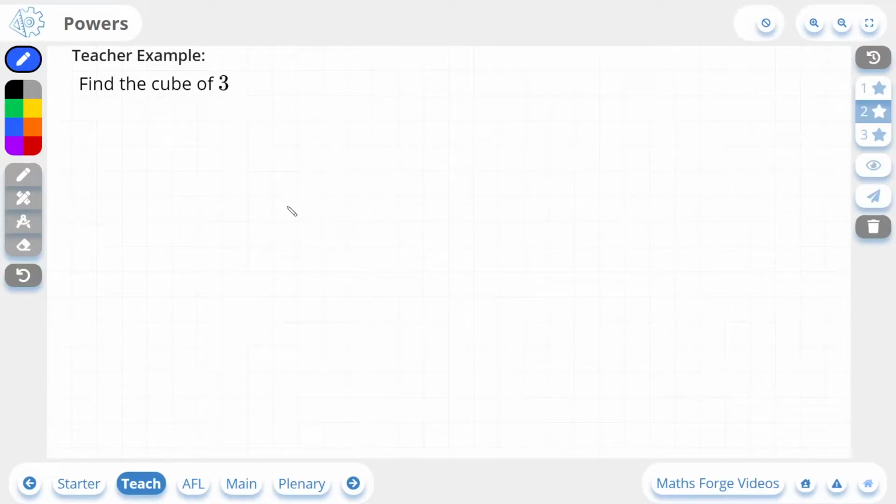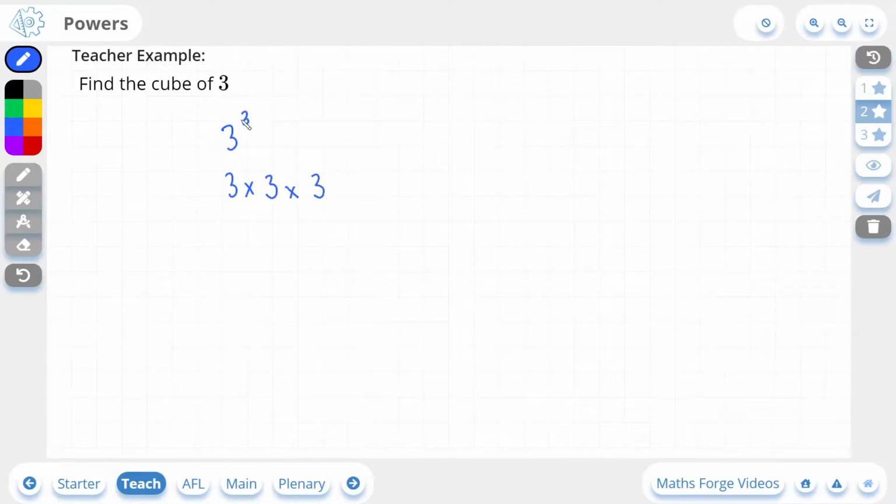Let's do a 2-star example. Here we're being asked to find the cube of 3. Similarly to the 1-star example, this question is essentially asking us to find 3 cubed, or in other words, 3 to the power of 3. Now, this means 3 multiplied by itself 3 times.